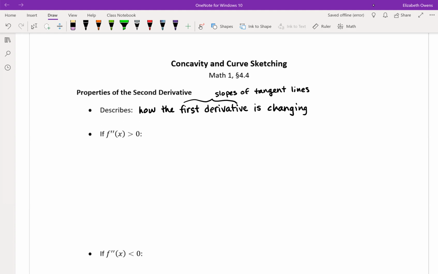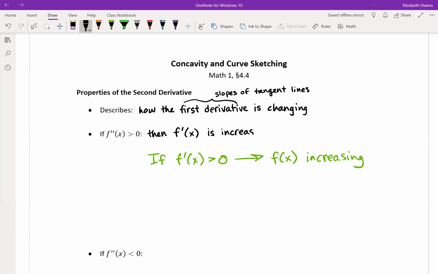If we have a second derivative that is greater than 0, think back for just a second to the last section. In 4.3, we saw if f prime of x was positive, then the original function was increasing. And so we're going to take that same relationship now and map it to the second derivative. So if f double prime of x is greater than 0, that's going to tell us that f prime of x is increasing. It's basically like you took the 4.3 stuff and added an extra prime to each thing. So that's the idea of that relationship.